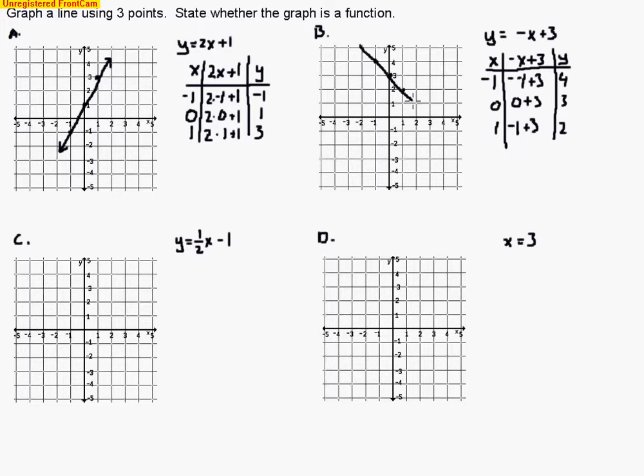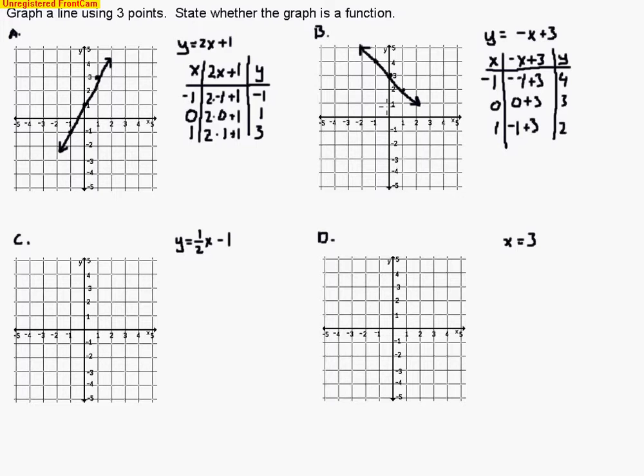Notice this line's going the opposite direction. It's going downhill from left to right. Whenever it goes downhill from left to right, it means we have a negative slope. Here, we have a positive slope because it's going uphill from left to right. As my x values get bigger, my y values get bigger. That's considered positive. This is negative because as my x values get bigger, my y values are getting smaller. We'll talk more about that in the section that deals with slope.